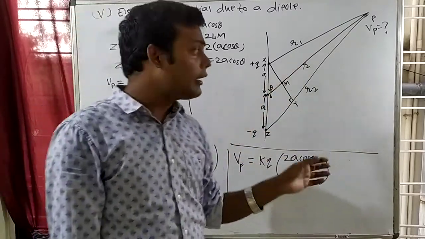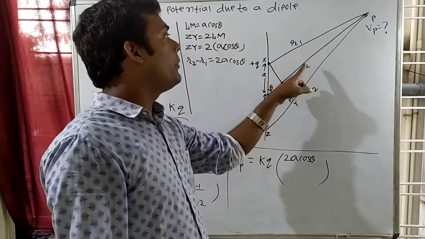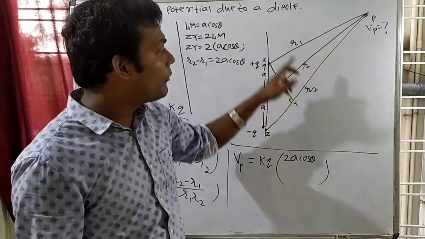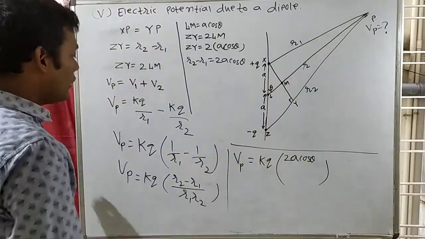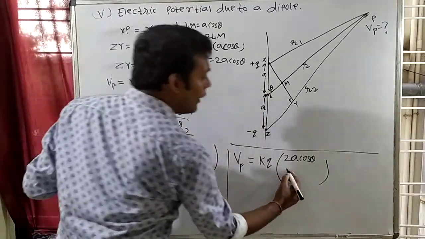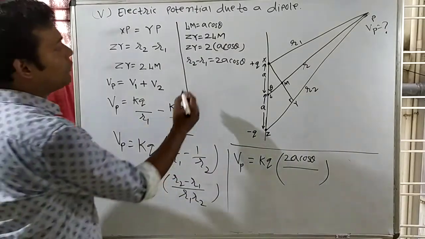What do we want to convert? In the derivation, our formula should be in the form of R and theta, so there should not be any term of R1 and R2. So what will we do? We will eliminate R1 and R2. To eliminate them, R2 minus R1 will be how much? 2A cos theta. And what will be R1 into R2? Now see this.